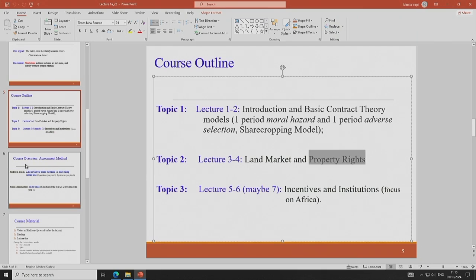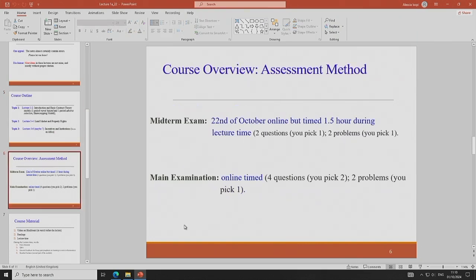Less pleasant things. On the 22nd of October, we will do the midterm test. The midterm will be online, but timed. The time will be an hour and a half. It will be during lecture time, so it will open at 11 and go on until 12:30. You can take it wherever you want, okay? From home, from here, wherever you like. I think this room should be free.